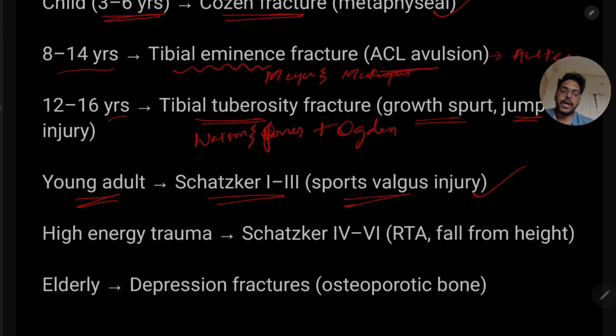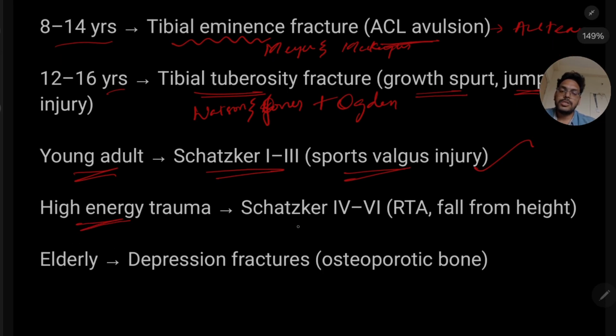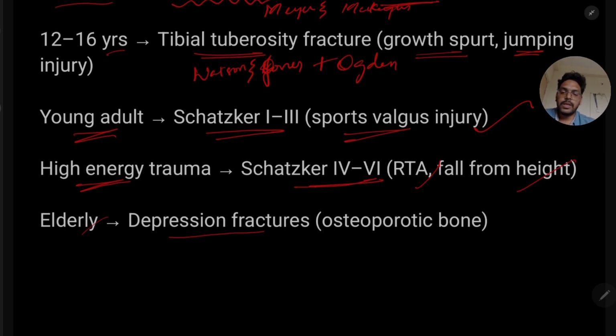Then in young adults, it is Schatzker type 1 to 3. Because of sports valgus injury, it is more common. In high energy injury, Schatzker 4 to 6 is more common because of RTA or fall from height, and in the elderly, depression fractures are more common because of osteoporosis.